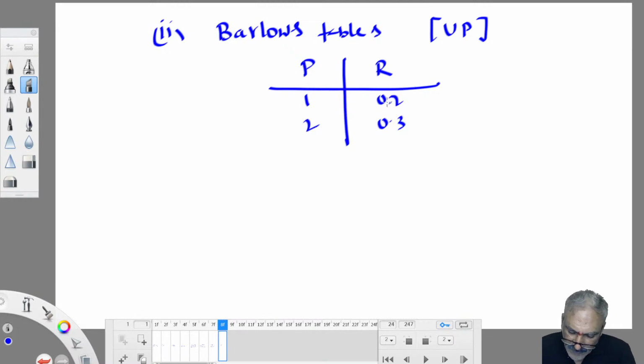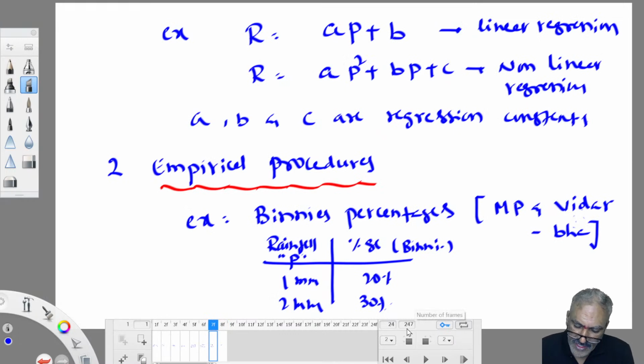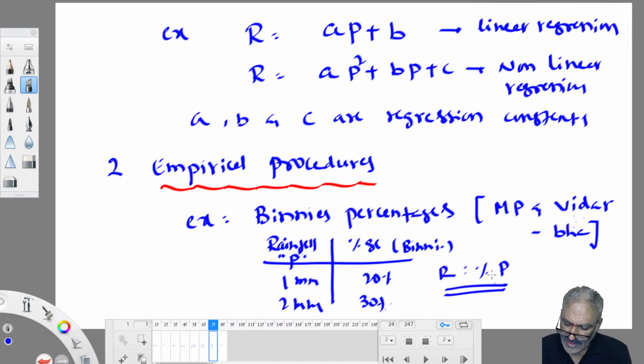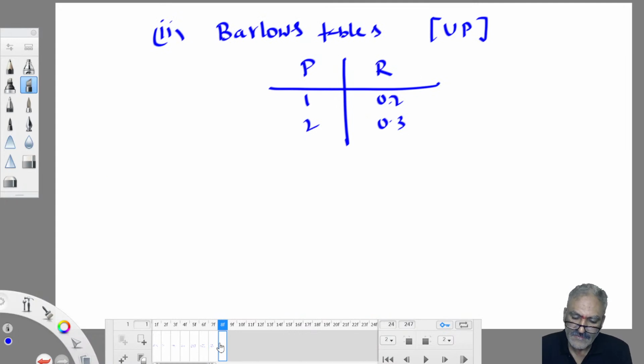There is no need to multiply with percentages. In Binny's percentage, at least you have to multiply the percentage of rainfall with P to get runoff. Here there is no need to multiply. Straight away read the values from Barlow's tables. Similarly, Strange's tables. Like that, so many empirical procedures are available.